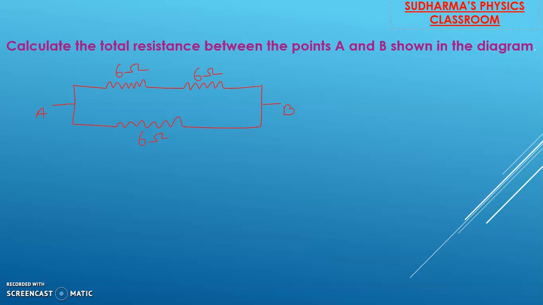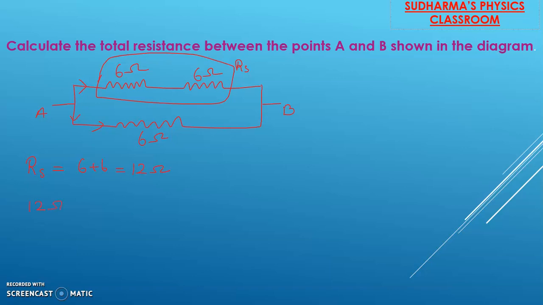Now what can be done? Between A and B we have to choose it, right? On the top you can see two 6 ohms connected in series. This is series because if a current enters here, it definitely goes through 6 and 6. So we can call it R series. That R series is in parallel with the other 6 ohm, because here the branching of current is taking place, right? Now let's try. R series is equal to 6 plus 6, that's equal to 12 ohm.